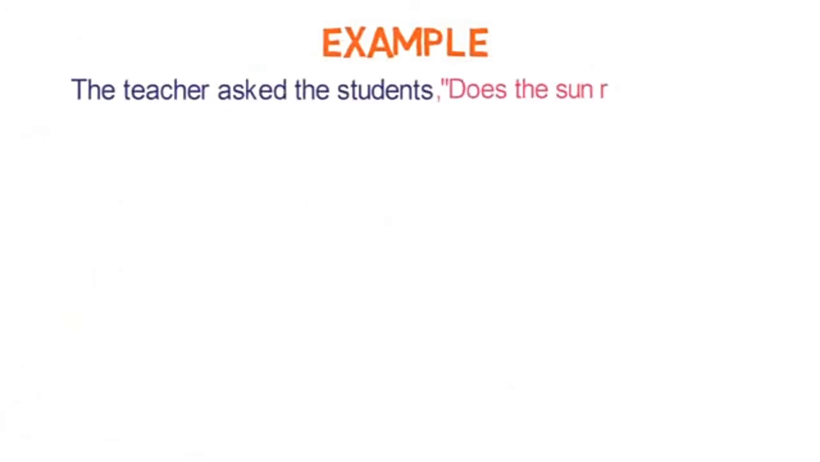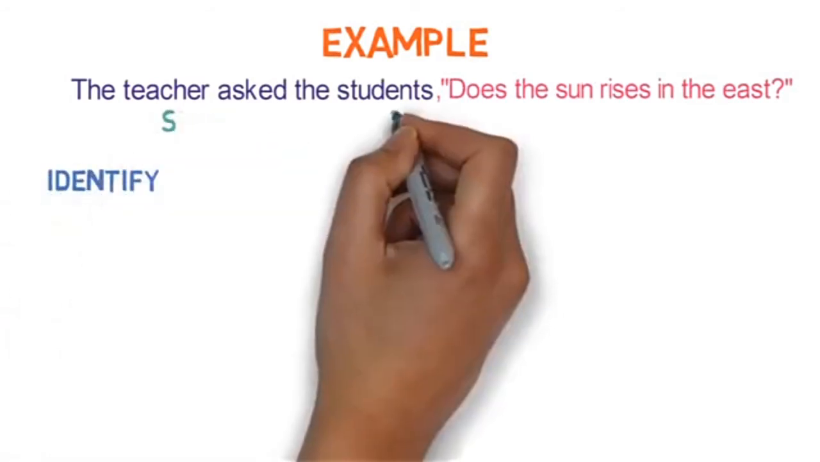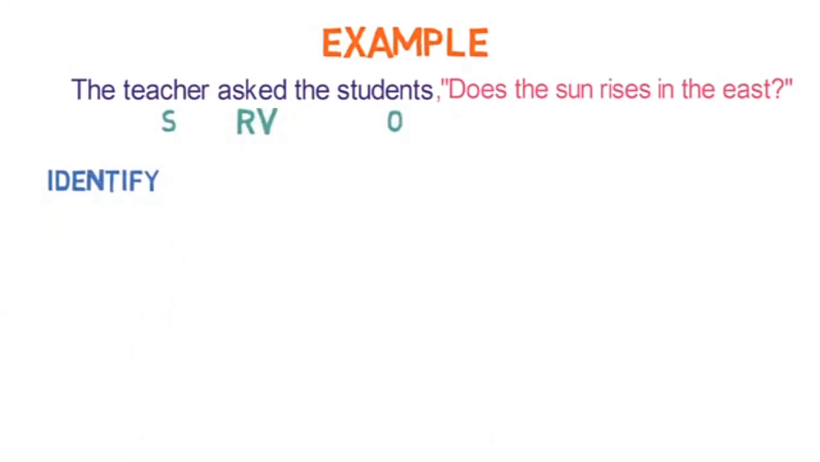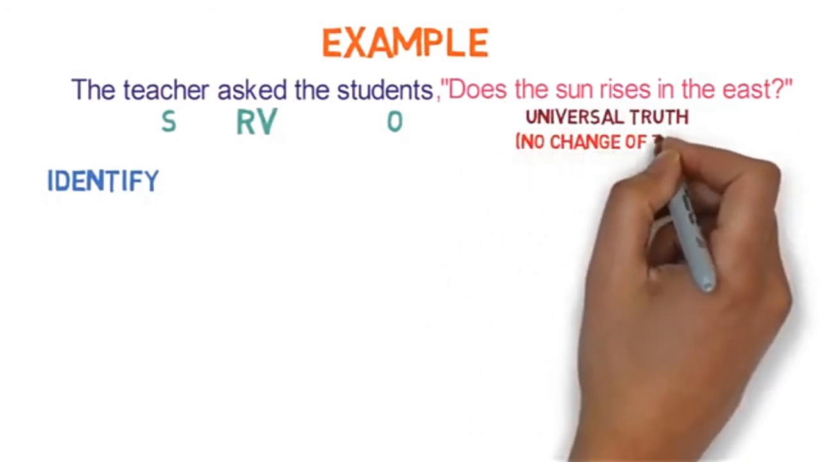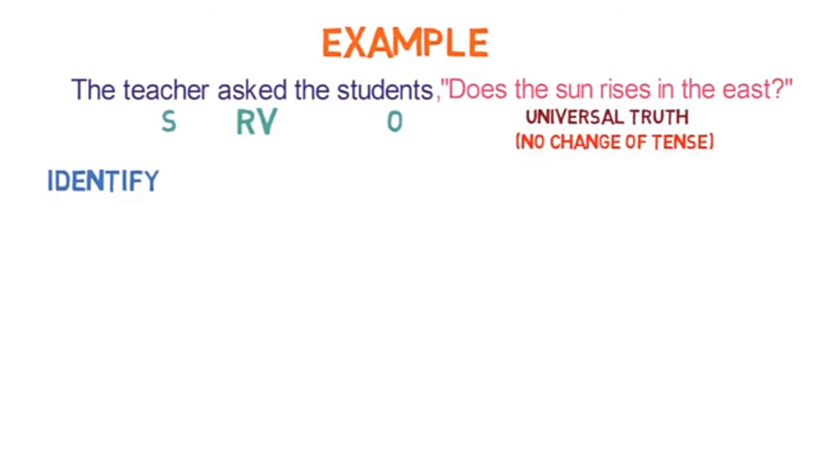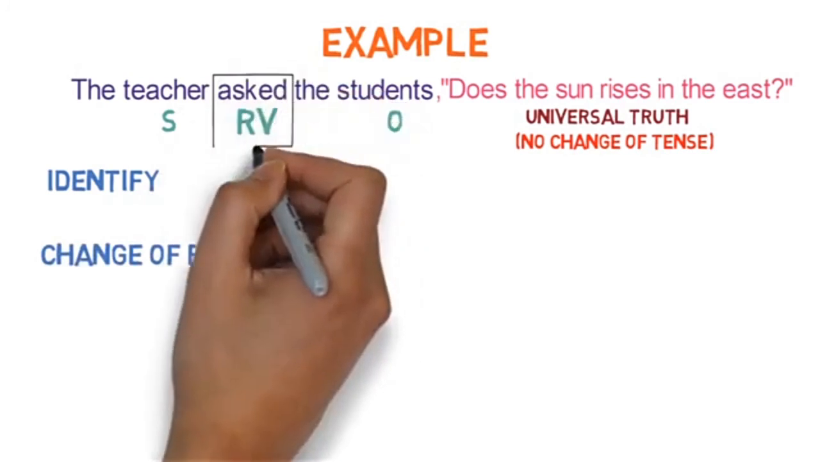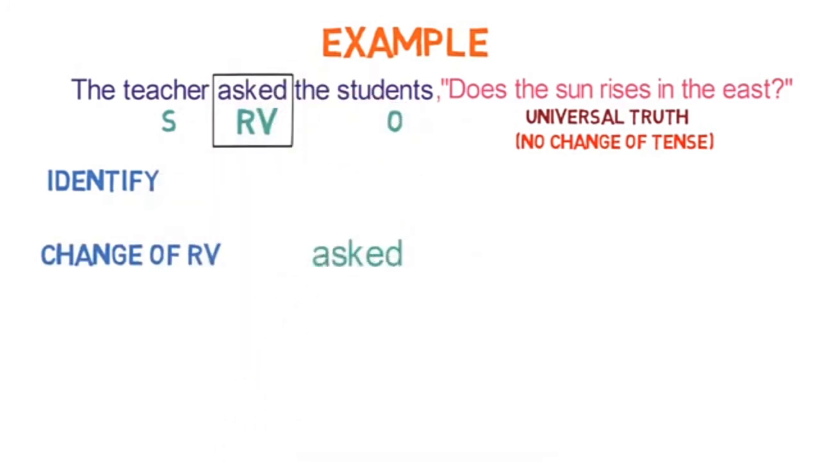Let's look into another example. The teacher asked the students, "Does the sun rise in the east?" Step 1 is to identify. Teacher is the subject, students is the object, and asked is the reporting verb. Here, asked is in past form, but the question is a universal truth. So, there won't be any change of tense in this case. The next step is to change the reporting verb. Here, reporting verb is already asked, so there won't be any change.